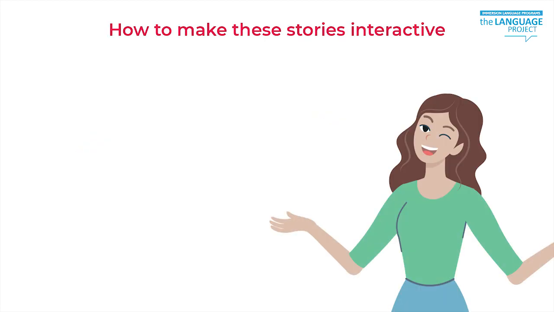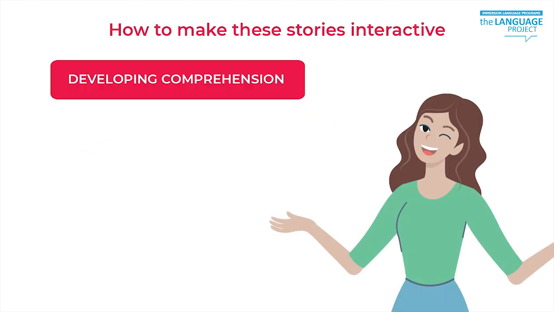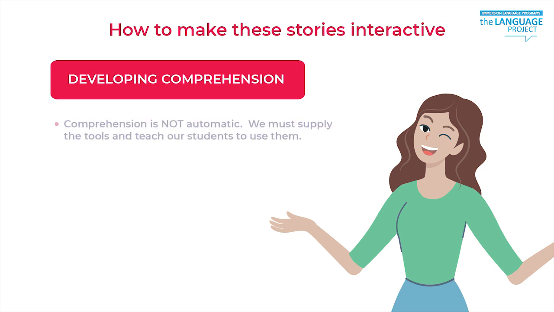When we are doing these readings, we want to develop our comprehension. Please keep in mind, comprehension is not automatic. Even if we have cognates, palabras afines, it doesn't mean that our students are automatically going to understand them. It is up to us to give them the tools that they need and to teach them how to use those tools. We're going to go through the reading with them, one or two sentences at a time.